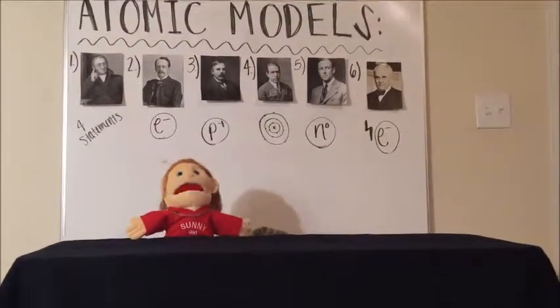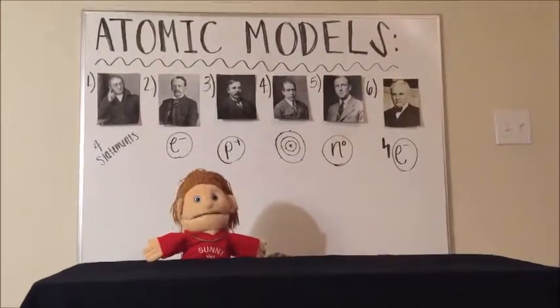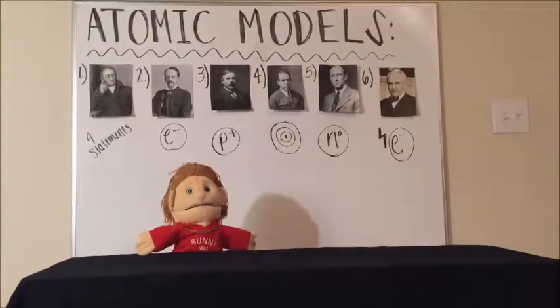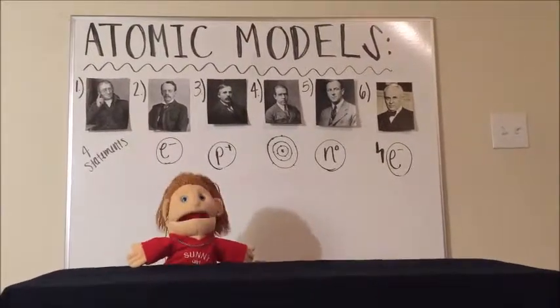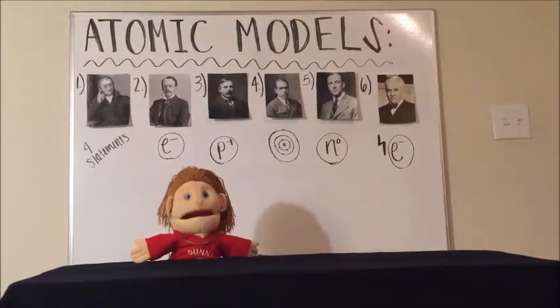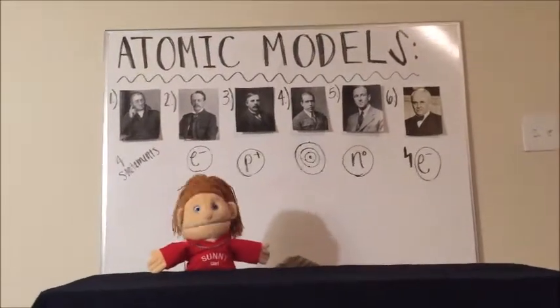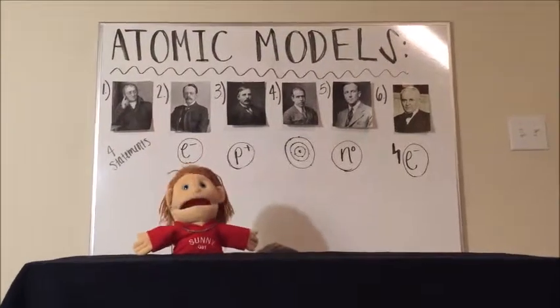Now I'm going to talk about the atomic model. There are many different scientists that contributed to this theory. They are pictured above. First is Dalton with his 4 statements. Atoms are tiny particles. Atoms of one element are the same, which proved to be false because of isotopes. Atoms of different elements are different, and compounds form by combining atoms.